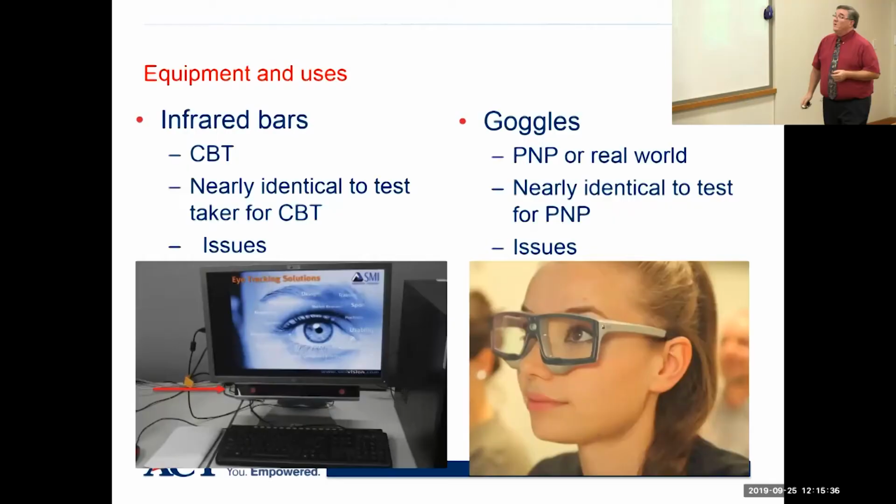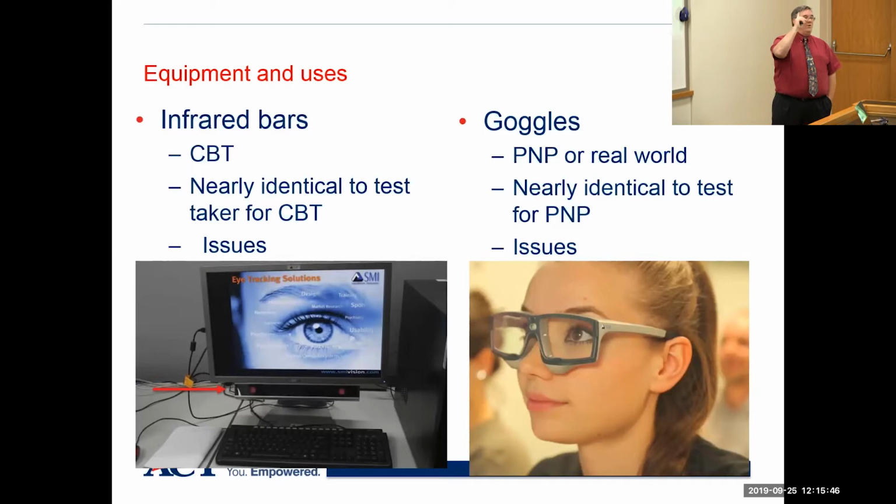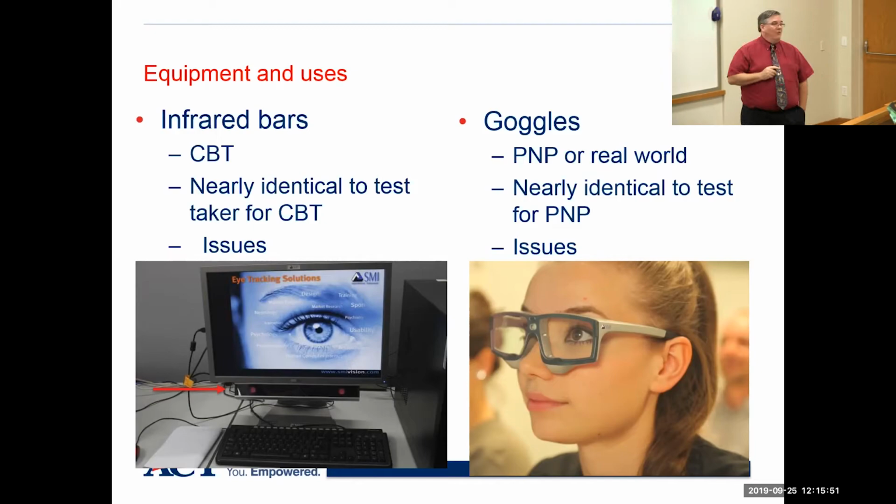So a lot of the research that we're going to talk about today used these bars. So it's identical to regular computer-based testing, except there's one extra 30-second screen where you have to calibrate the equipment, where you tell the student, follow the blinking cursor. So think of all the video games. And so literally, they can move their head as long as they are focusing on the dot as it moves to each corner of the screen and the middle of the screen, and it tells you whether or not your data is of high quality.